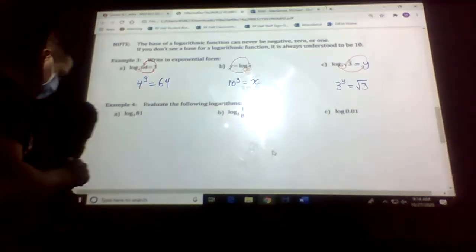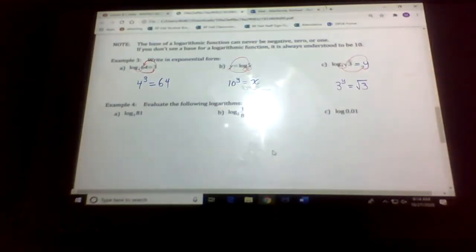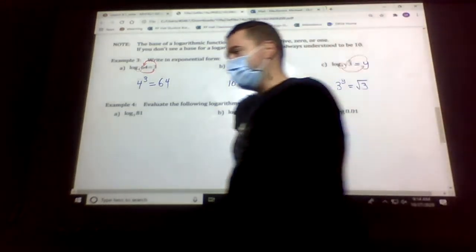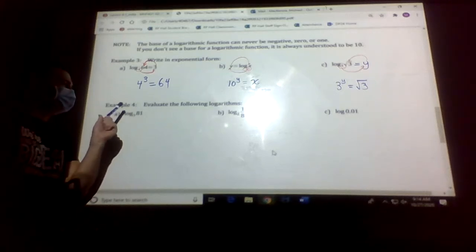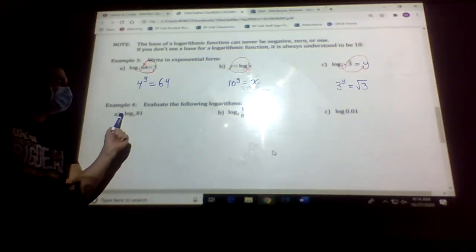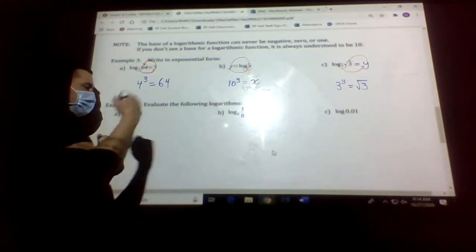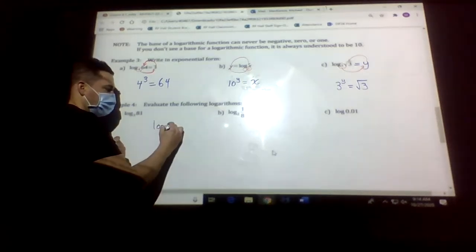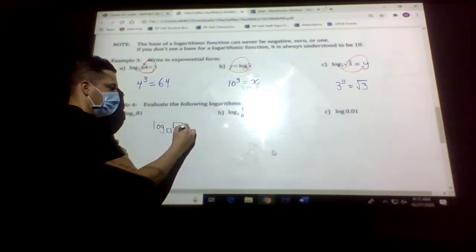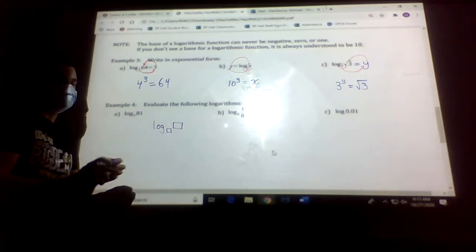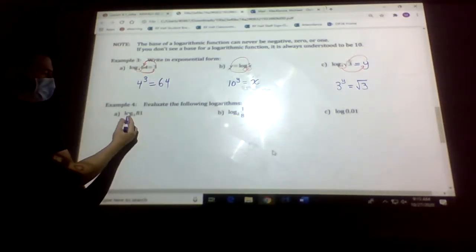Now our last question. Now we're going to evaluate. For those watching at home or online, some of you have a calculator where you can just plug this in. You might have a button that looks like this. If you do, you can just plug it in and it'll give you the answer. If you do not, then we just divide.